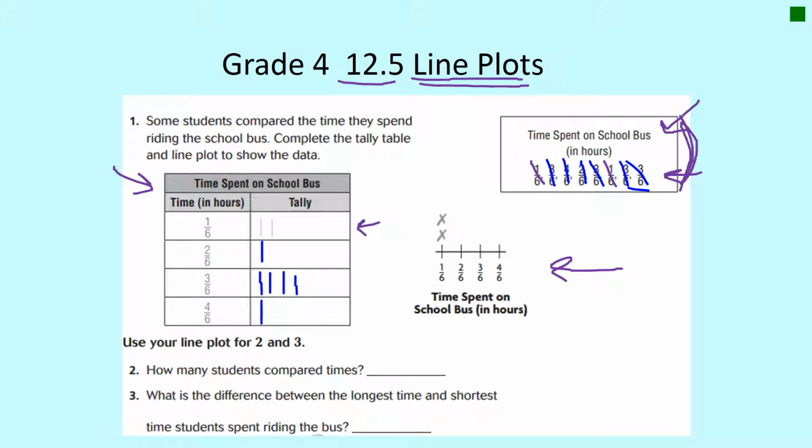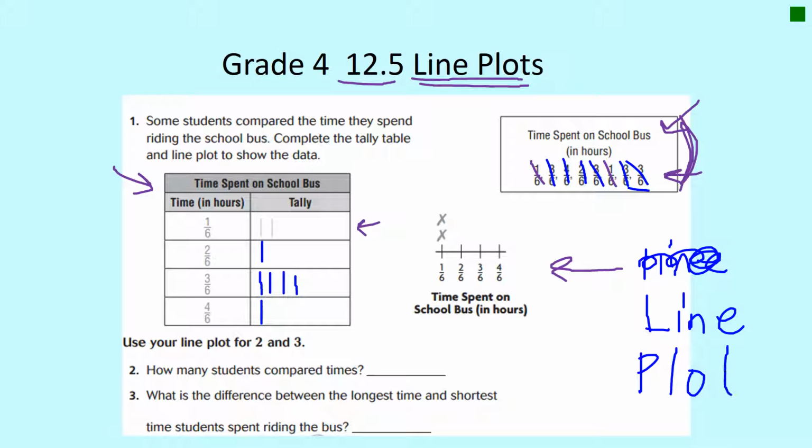We use the information from the tally table to make the line plot. This is the line plot, guys. They have already started it again. They put the X's right above 1/6. When you look at 2/6, how many tallies did we put by it? 1. So 2/6 gets 1 X. One child spends 2/6 hours on the school bus.